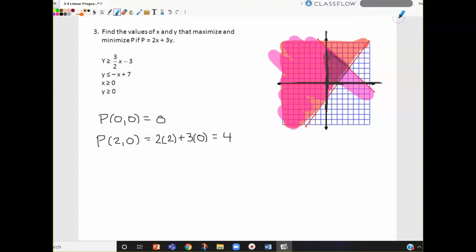And then the next point is the point at which the two graphs intersect each other. And they intersect each other at 4, 3. So we get 17. And the last point of intersection is here on the y-axis at the y-intercept of that second equation, which is 0, 7.